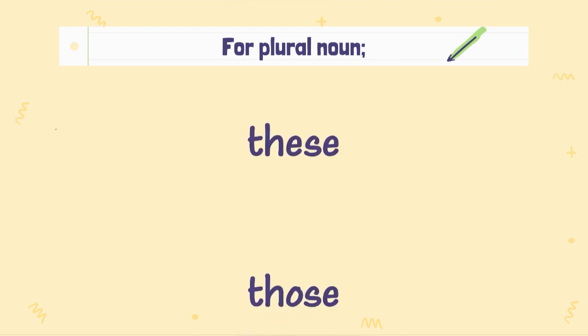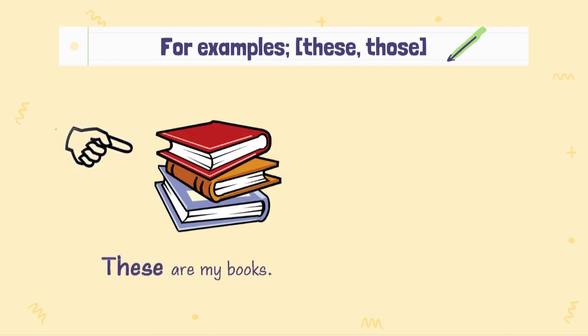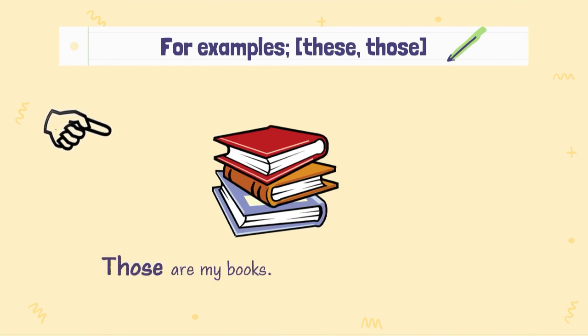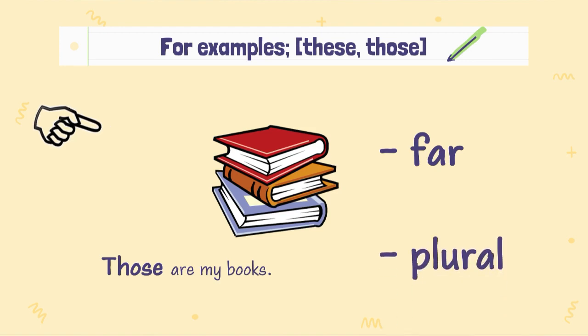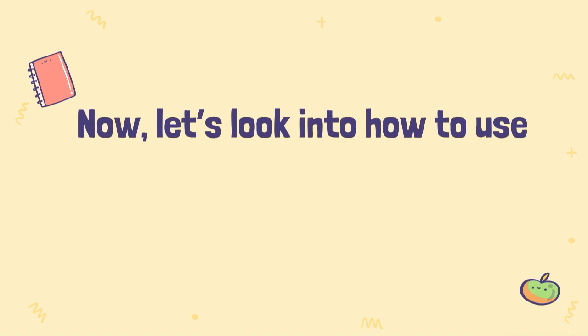Alright, now for plural nouns, we use these and those. For example, these are my books. We use these to point at things that are near to you, and plural means more than one. And then those are my books. We use those to point at things that are far from you and more than one, plural. Okay? I hope you can understand.